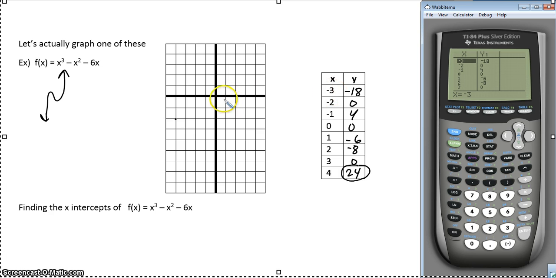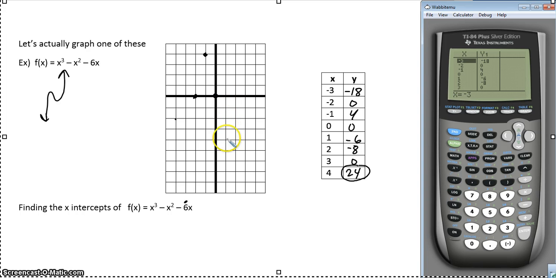Obviously I'm not going to be able to plot -3, -18. My graph doesn't go down that far. But I know that it's going to start down here somewhere. So I'm just going to put a dot down here to remind myself that my graph has started down there. And then the next one at -2 is 0. At -1 I'm at 4. At 0 I'm at 0 again. At 1 I'm at -6.